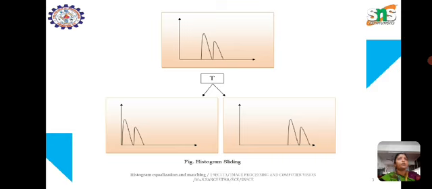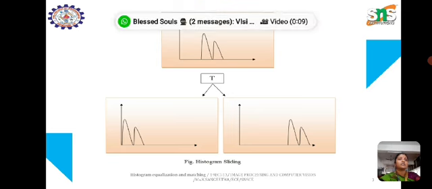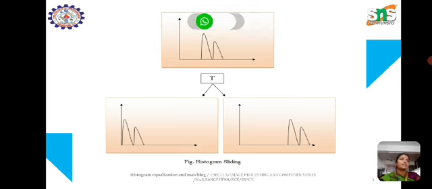Let us see how to interpret a histogram. For a good contrast image, the histogram spreads across the entire range from 0 to 255. If the histogram is skewed to the right side, it is a bright image, as shown in figure C. For a dark image, the histogram is skewed to the left, as shown in figure B. And for a balanced image, the histogram has a more even distribution across the entire range. So this is the basic of histogram.